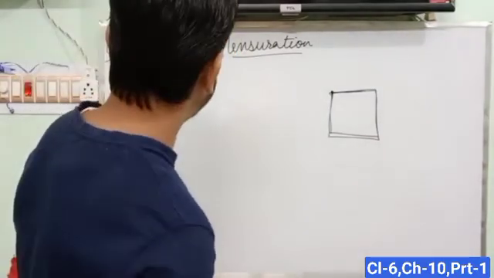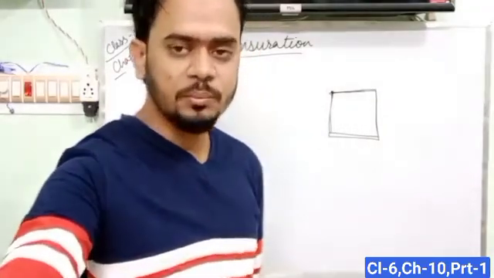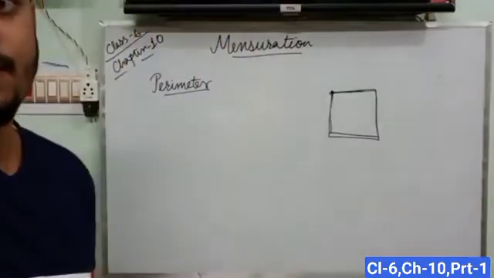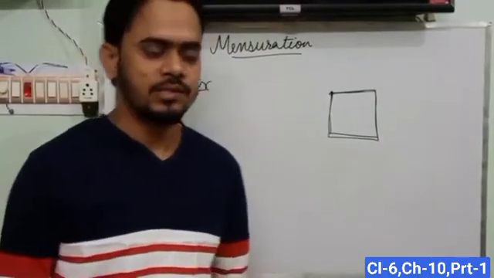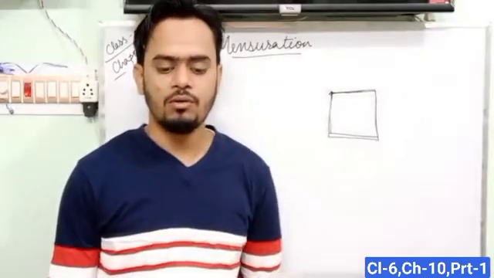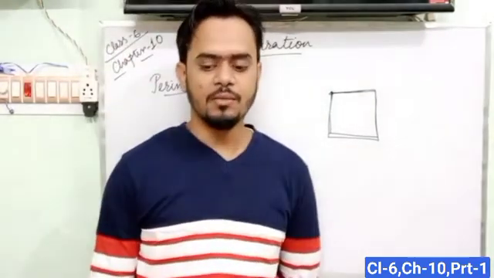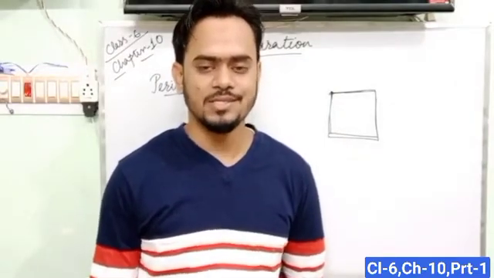There are some formulas for the perimeter of different plane figures. The simple formula of a perimeter is the sum of all sides of a plane figure which is made up of straight lines.